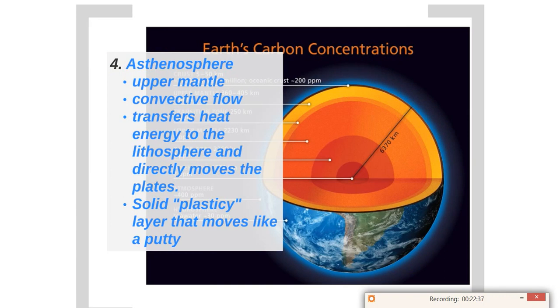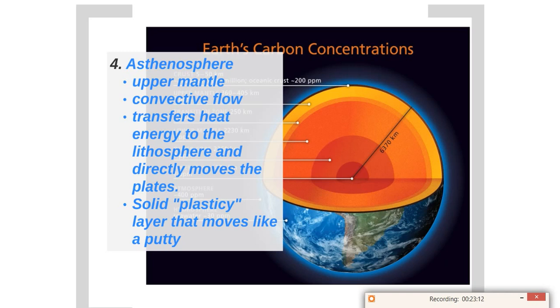So this is going to be creating volcanoes. This is what's created island arcs. Not all islands, but some island arcs. Well, all island arcs. Not all islands are island arcs. Continental arcs, like off the coast of South America. Islands like Japan, an island arc just like Japan. Now the solid plasticky layer, it moves kind of like a putty.